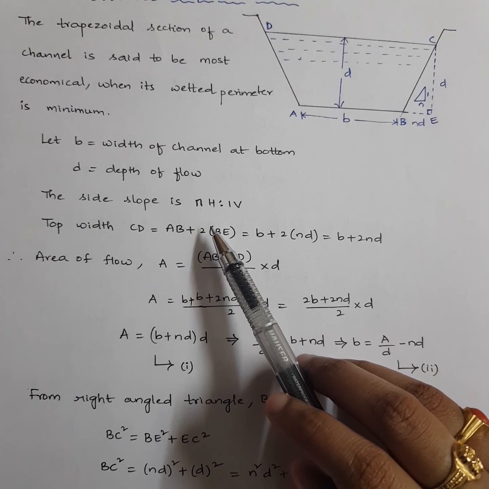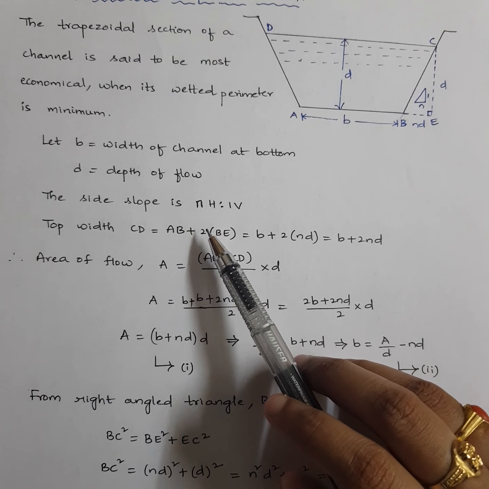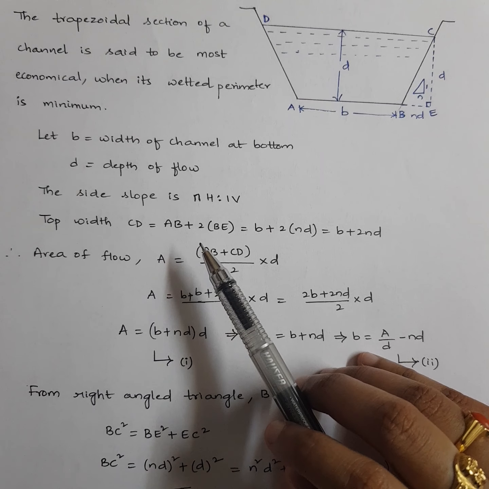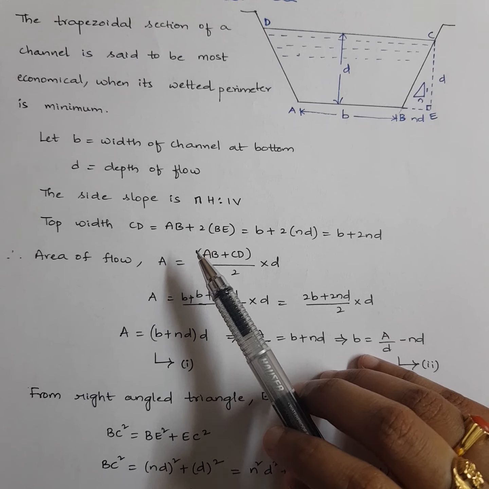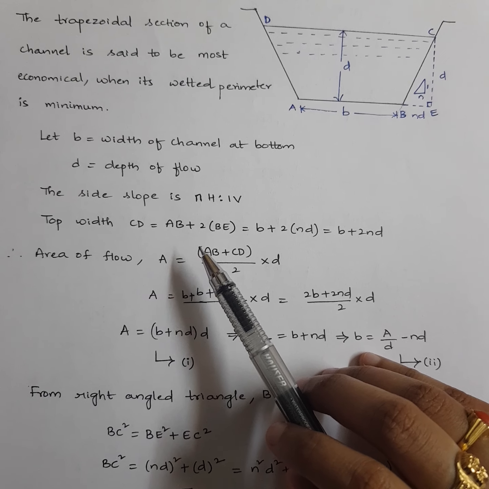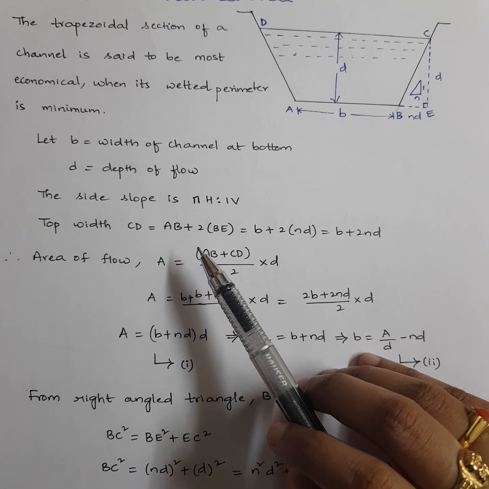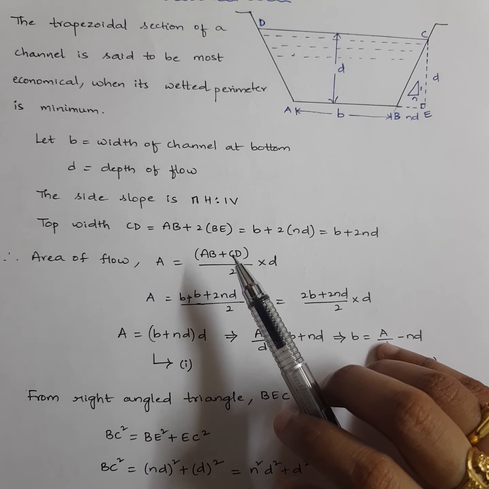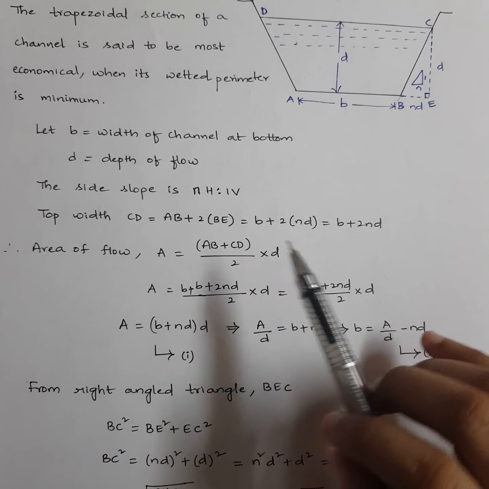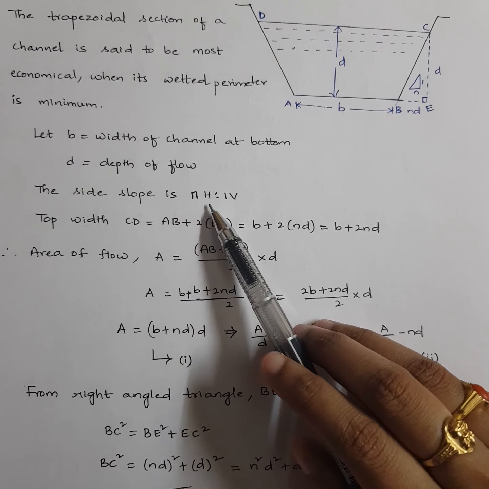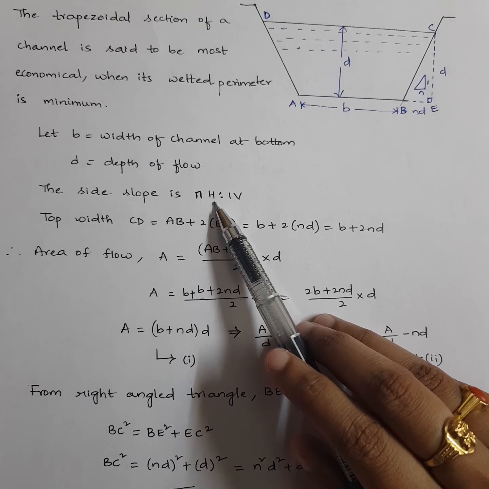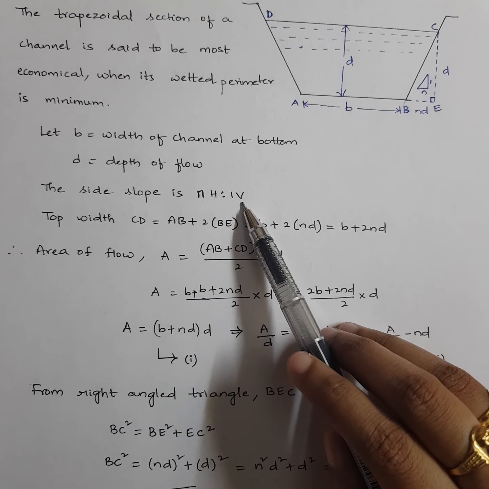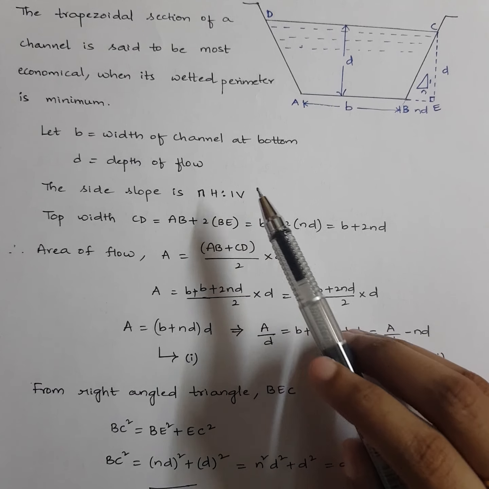Generally side slopes will be given in the form of H is to V, horizontal is to vertical, or H by V, or H to V, like that they will tell. Generally they will say like 1 is to 1 or 1 is to 2 or 1 to 2 or 1 in 2, all mean the same. If it is given like 1 in 2 or 1 to 2, there 1 stands for horizontal and 2 stands for vertical. The first value given in this ratio represents the horizontal value, and the second value will represent the vertical value. You will understand that when we are doing problems.